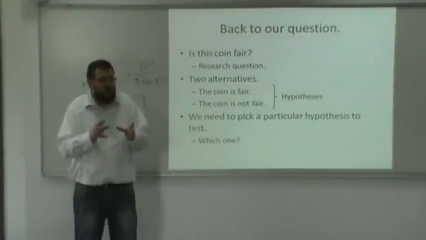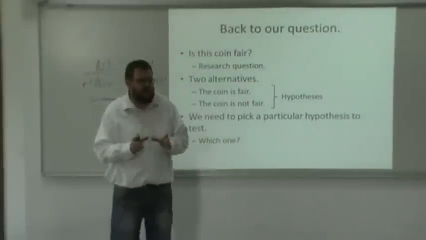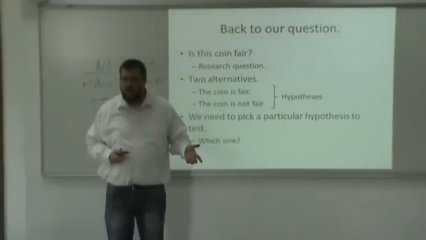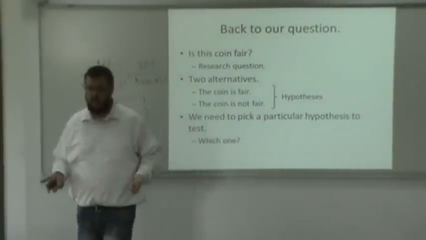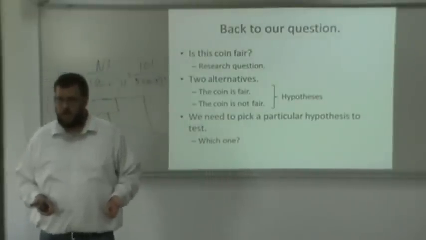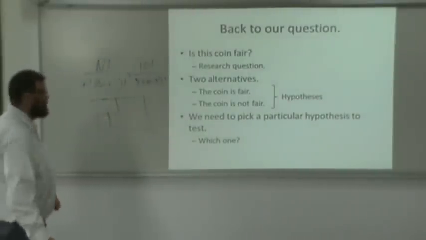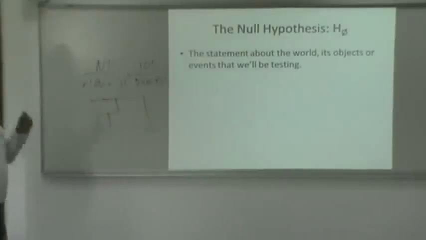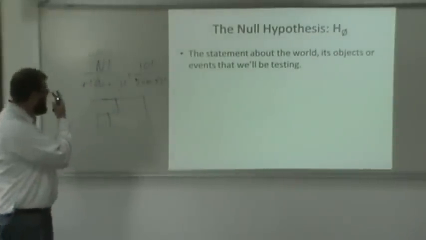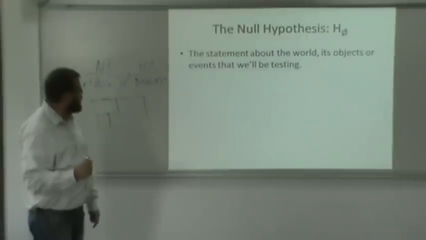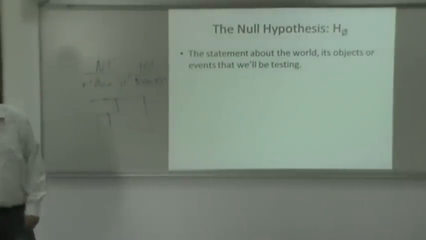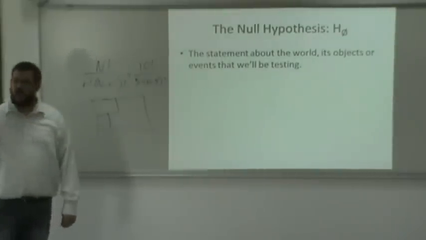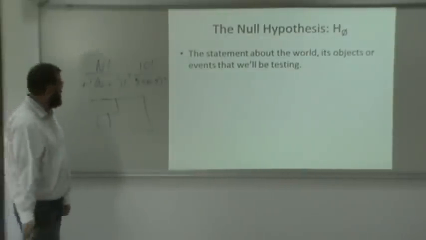If we don't have a probability of heads or a probability of tails to start with, then we can't compute p-values, right? So we need that information. This one provides it. This one doesn't. So the null hypothesis is going to be the statement about the world, its objects or events that we're going to test. So in this example, the null hypothesis is that the coin is fair.